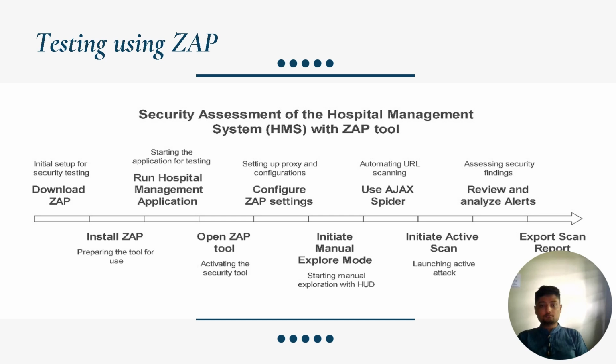After that, we will initiate the manual explore mode within ZAP using the heads-up display with the Firefox browser. Then we will make use of the AJAX spider, which scans all the URLs available within our application server, so that we can use them for testing. Then we will initiate the active scan, which will do penetration testing of the application for various vulnerabilities. Then we will review and export the report, update our code base, and retest again and again until all the vulnerabilities within our application have been properly addressed.